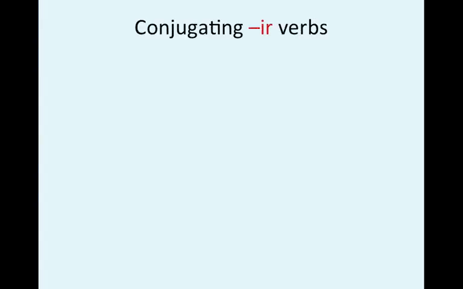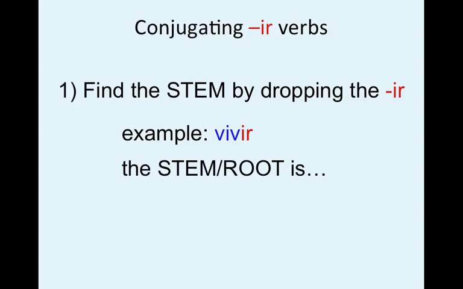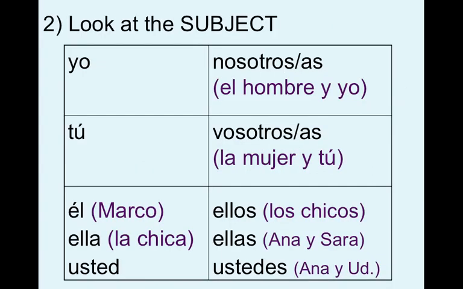So to conjugate these IR verbs, you'll be so happy. This is just like our ER and AR verbs. First, you find the stem by dropping the IR. So if you see our example, vivir, you chop off the IR and you're left with the stem viv, V-I-V. What do you do next? Well, of course, you look at the subject. Notice I've included now, instead of él, por ejemplo, the subject might be Marco. Instead of ella, she, the subject could be any singular feminine subject, for example, la chica.